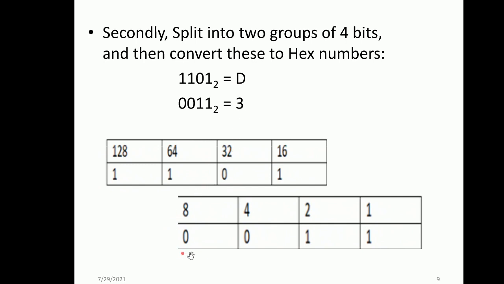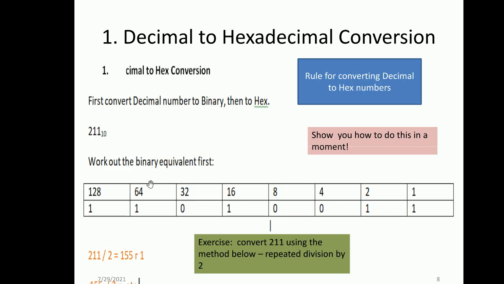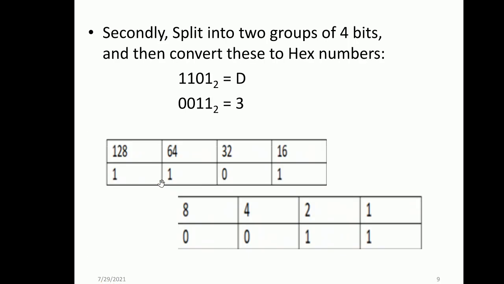Okay, the second group of bits was 0011. So what I can do is to simply convert this sequence of 4 bits into hexadecimal. Well, in binary it's just 3, and that's a perfectly good hexadecimal number as well. So overall, our number, which is 211, will actually convert into D3 hexadecimal. So I hope you understand that.